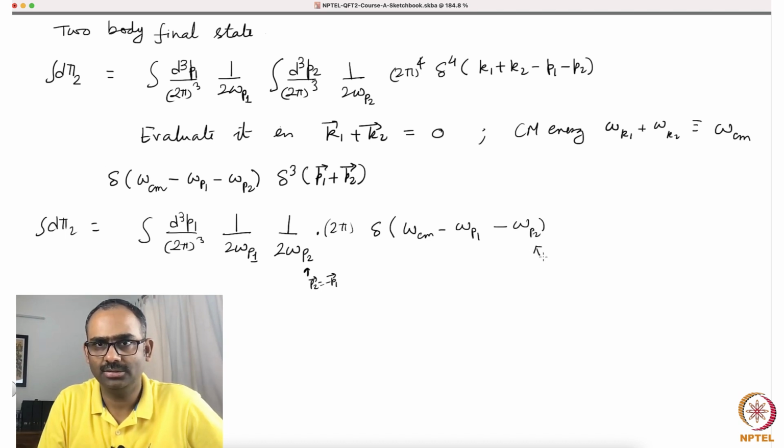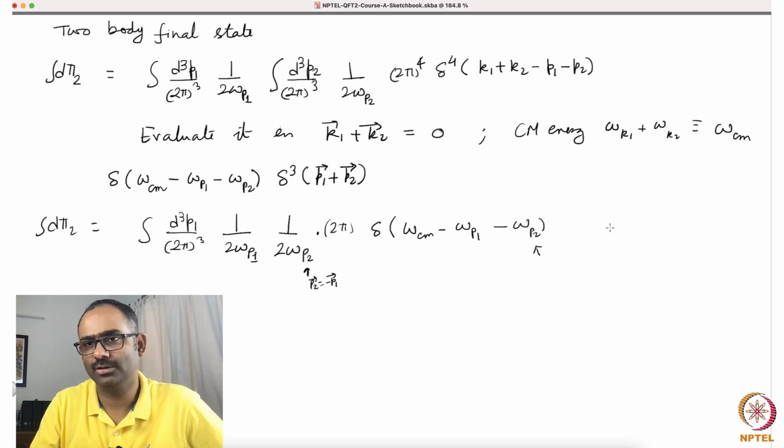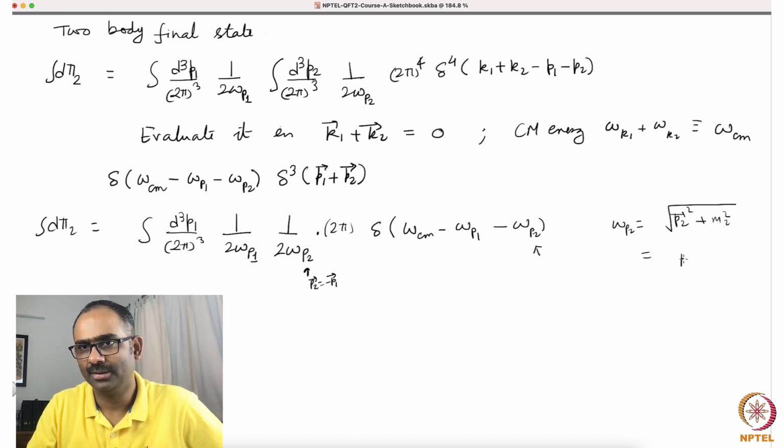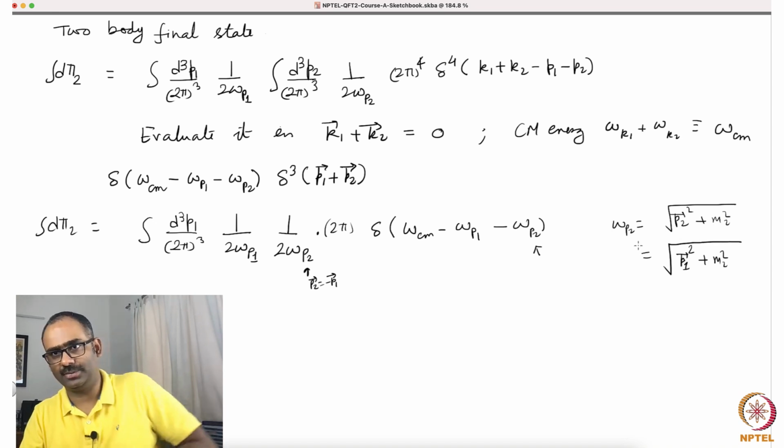And here also, what is omega p2 now? Omega p2 was the square root of p2 square plus m2 square, but now, because of this delta function, it is p1 square plus m2 square, because I put p2 equal to minus p1. So that is omega p2.